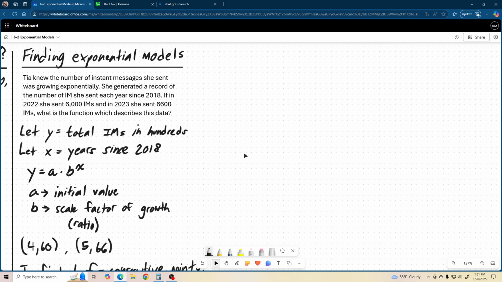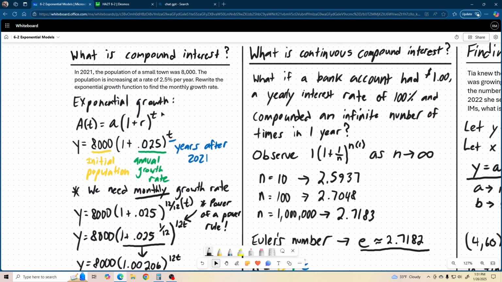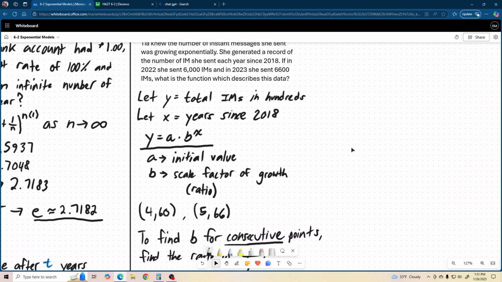Now, first thing to understand is any exponential function is going to be written in this form here, right? y equals a times b to the x. That's actually all these other formulas are. They're just a little bit more broken down. There's just a t there and an r. These are all the same idea. a is our initial value. b is our ratio that we're using to multiply our rates and all of that stuff.